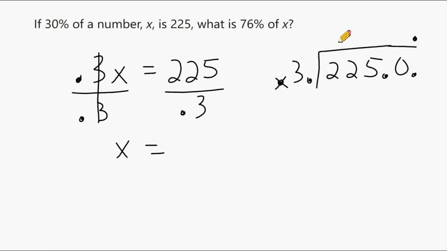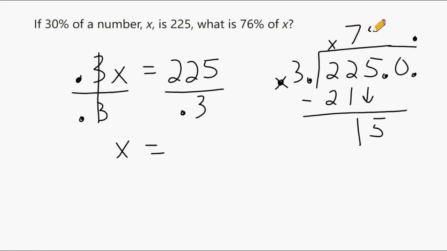All right, now 3 goes into 22 7 times, which is a total of 21. That leaves us with 1. We drop down this 5, and 3 goes into 15 5 times. And we have to be careful here. A lot of students want to think that they're finished with this problem, but if you still have a blank right before a decimal point, you have to stick a 0 in that place value. So we would say that x is equivalent to 750.